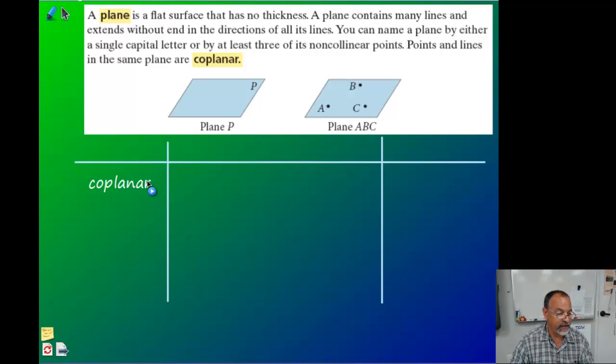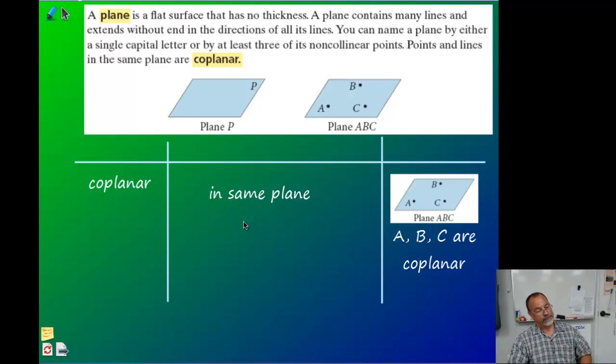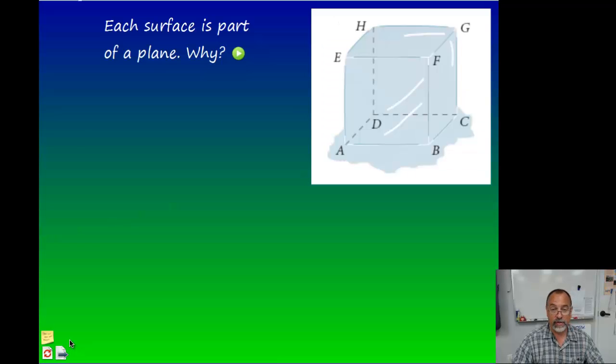Coplanar, at the very end there, co meaning together, so anything that's in the same plane would be considered coplanar. Two points in the same plane, coplanar. Two lines in the same plane, coplanar. These are lines or points that are in the same plane. So points A, B, and C here are coplanar because they're all in the same plane.